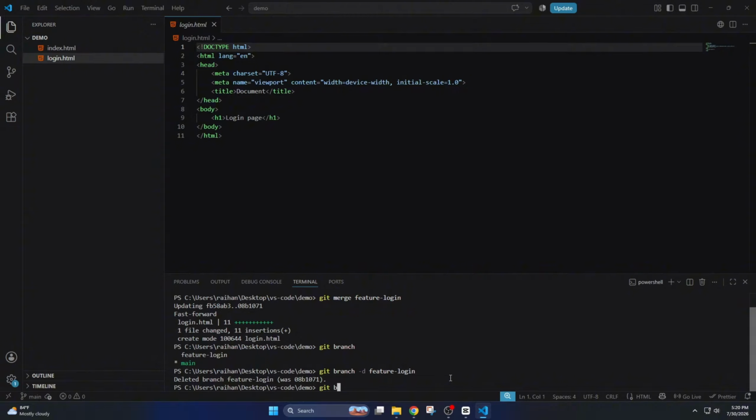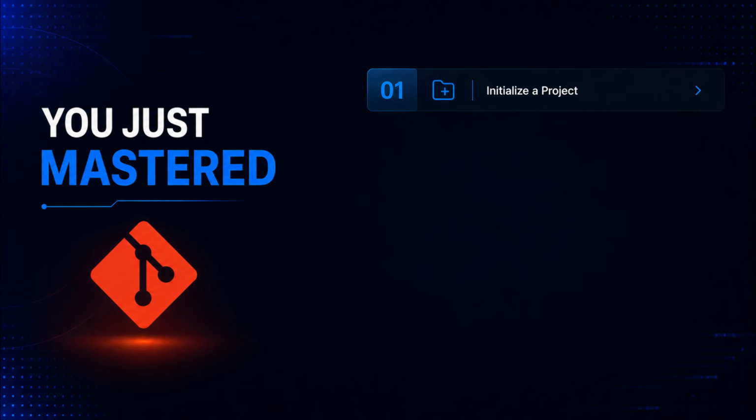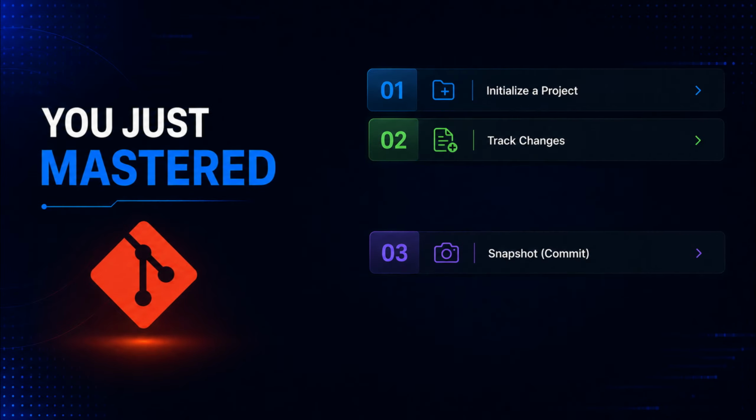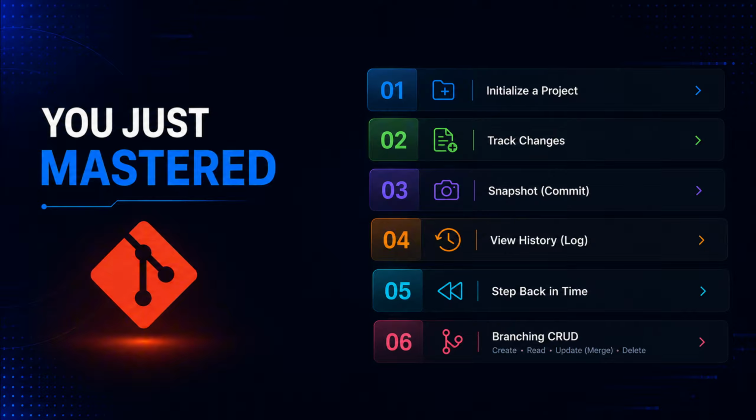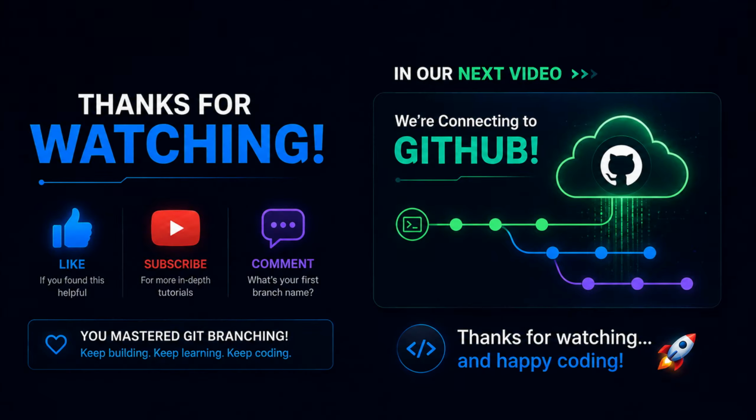Look at what you just mastered. You know how to initialize, track, snapshot, view history, step back in time, and perform full CRUD operations on Git branches. You have total control over your local codebase. In our next video, we're taking this entire workflow to the cloud by connecting your local repository to GitHub.